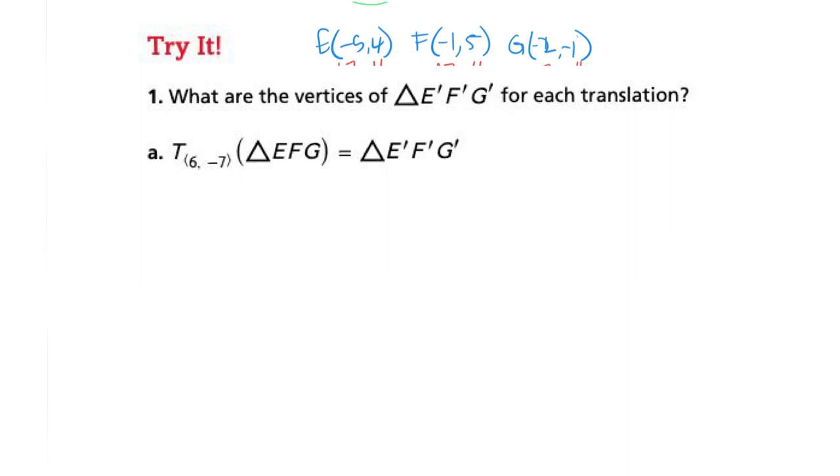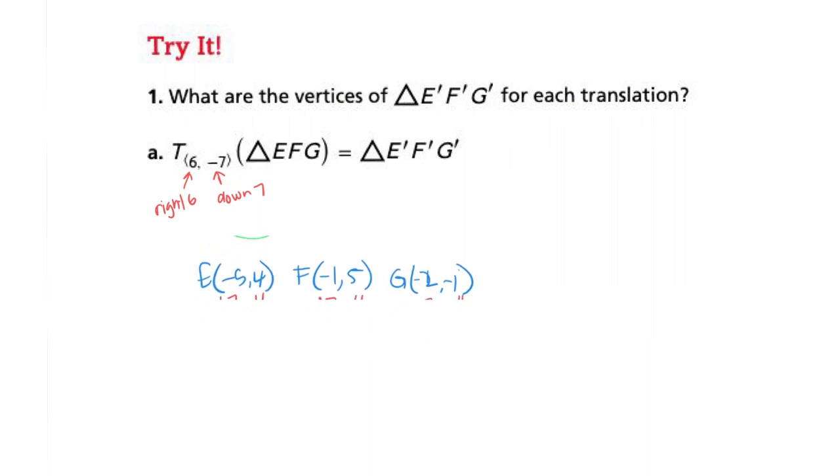All right, so if you're going to move it, remember this means right 6 and down 7. That's what that means. So I'm going to just take my points and move these points right here. Right is plus, so plus 6 minus 7, plus 6 minus 7, plus 6 minus 7.